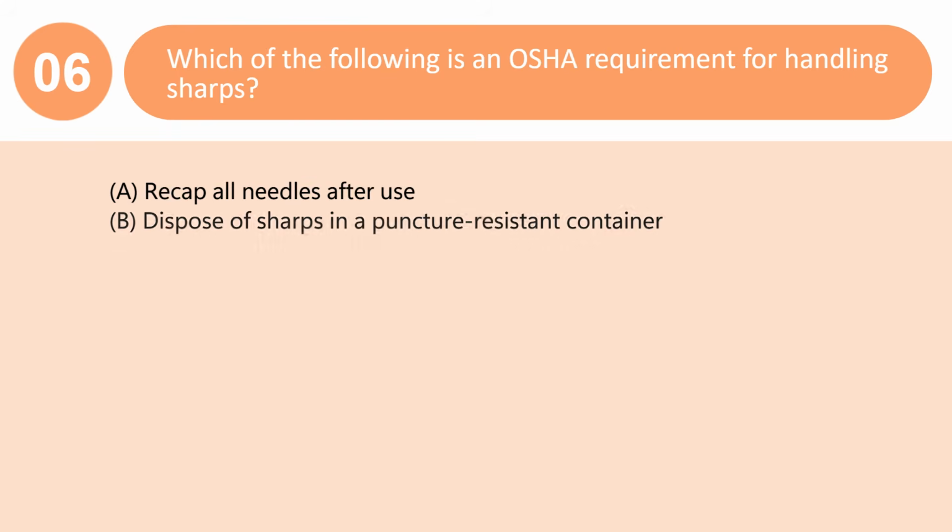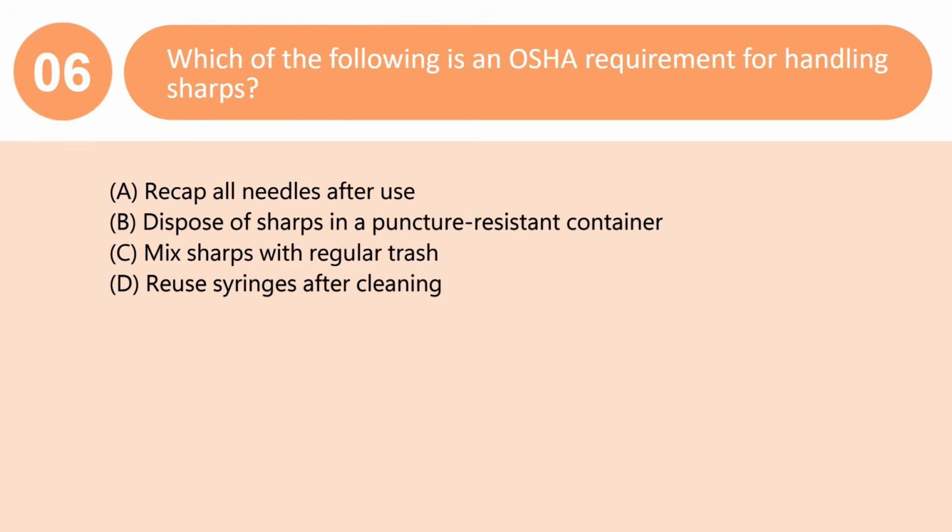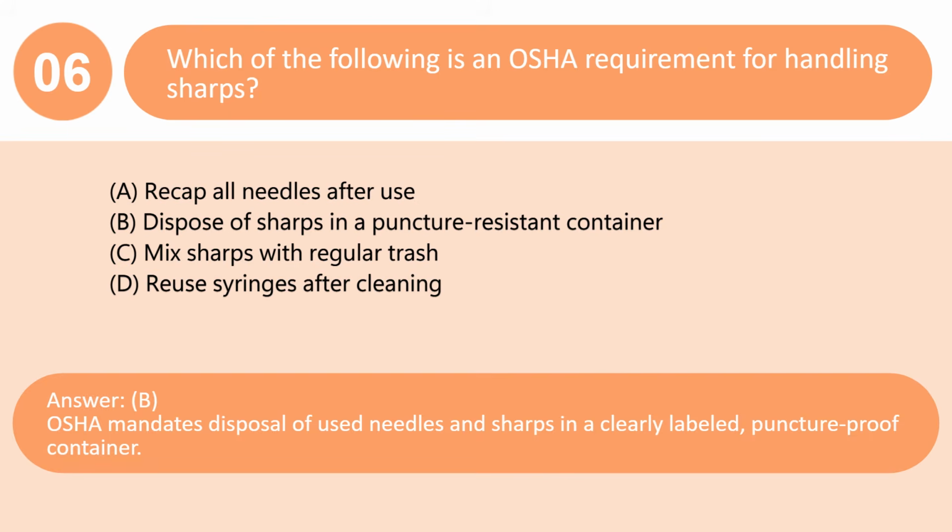Which of the following is an OSHA requirement for handling sharps? A. Recap all needles after use. B. Dispose of sharps in a puncture-resistant container. C. Mix sharps with regular trash. D. Reuse syringes after cleaning. Answer B. OSHA mandates disposal of used needles and sharps in a clearly labeled, puncture-proof container.